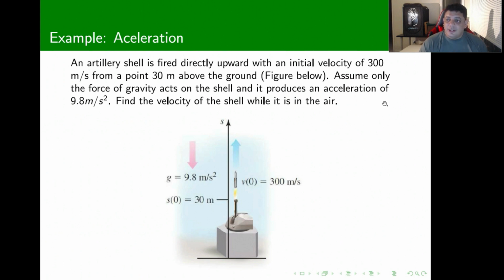Let's find the velocity of the shell while it's in the air. So here we want to find the velocity function. Now notice that we have certain things. We have the acceleration, which is given by gravity. We have the initial velocity, which is 300 meters per second. And we have an extra, the initial position of 30 meters.